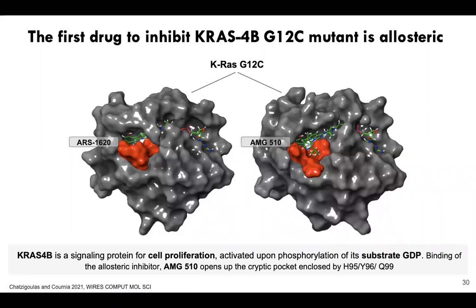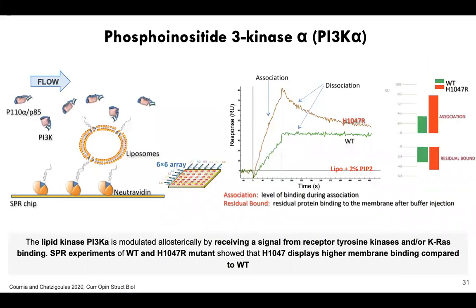It actually binds on an allosteric pocket, but if you expand the actual molecule, it would open up a cryptic pocket next to the allosteric pocket to even further enhance the activity of this ligand, by a new molecule opening up this cryptic pocket. So this was the first ever marketed drug for KRAS-4B. So the FDA approved in May 2021. Another peripheral membrane protein that we work on in my lab is phosphoinositide 3 kinase alpha, or PI3K alpha.